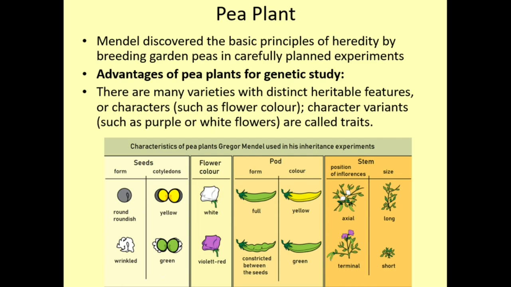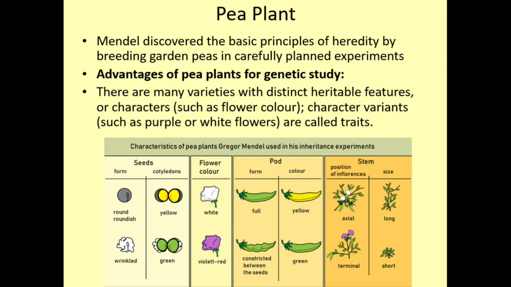What did Mendel actually look at then? Well, he tried a lot of different species and a lot of different types of organisms for his experiments, but they didn't always work. But what he did do is he stumbled along the pea plant. So he started using the pea plants, and he found that they gave very, very good, consistent and replicable results. But essentially, Mendel discovered the basic principles of heredity by breeding garden peas in his carefully planned experiments.